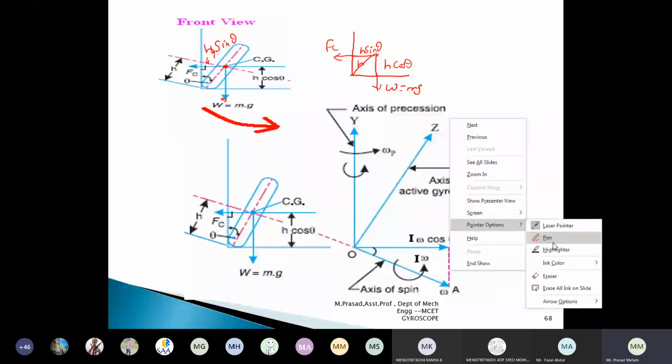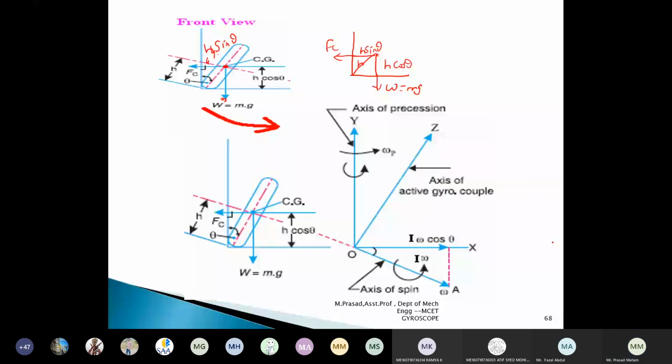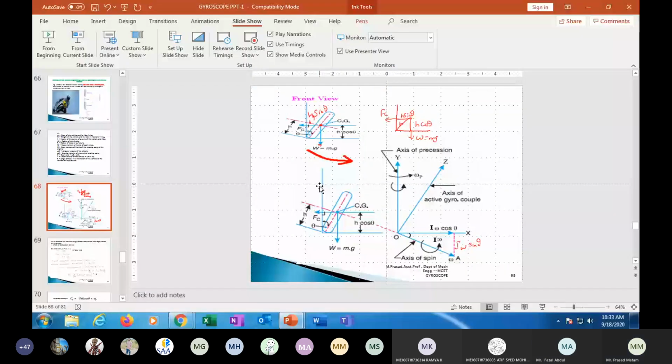Can anyone answer this? What am I getting along the y-axis? Can anyone answer? Please, dear students. Hello. Are you able to hear me? Hello? Yes, sir. Please respond. If you're not responding, I don't know. Got it?